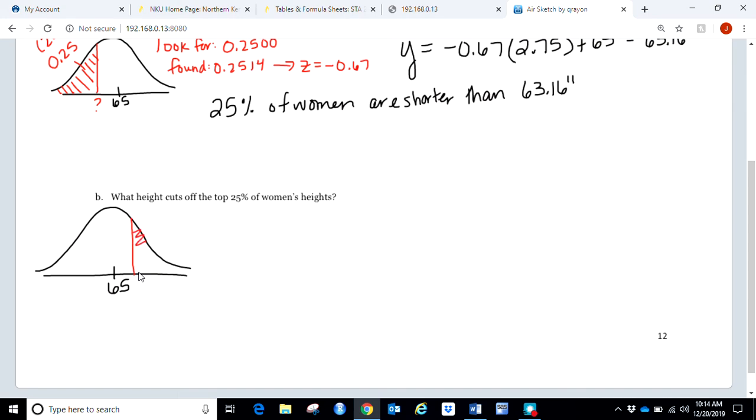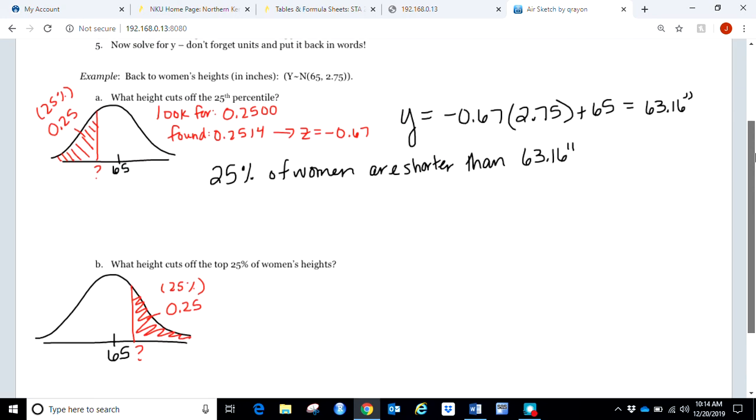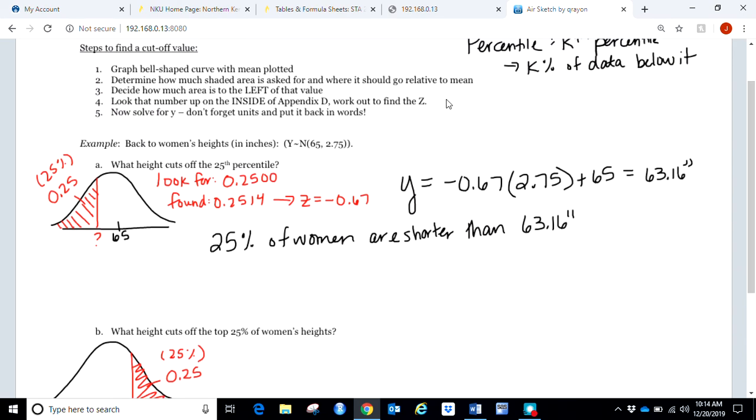So this time I want this shaded area to be 25%, or in decimal form, 0.25. And our goal is to find that height along the bottom. So this time I know my answer better be bigger than 65 inches when I'm done, or I've done something wrong. Our next process is to go to the table, but what we need to know is what number to go with to that table.